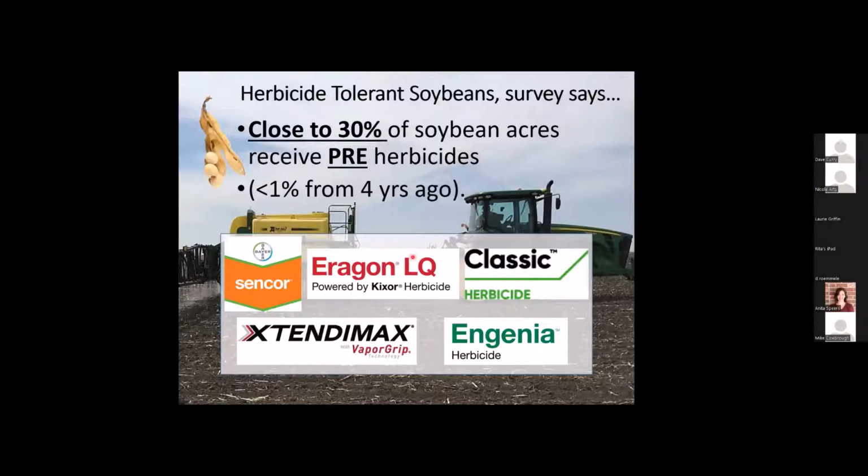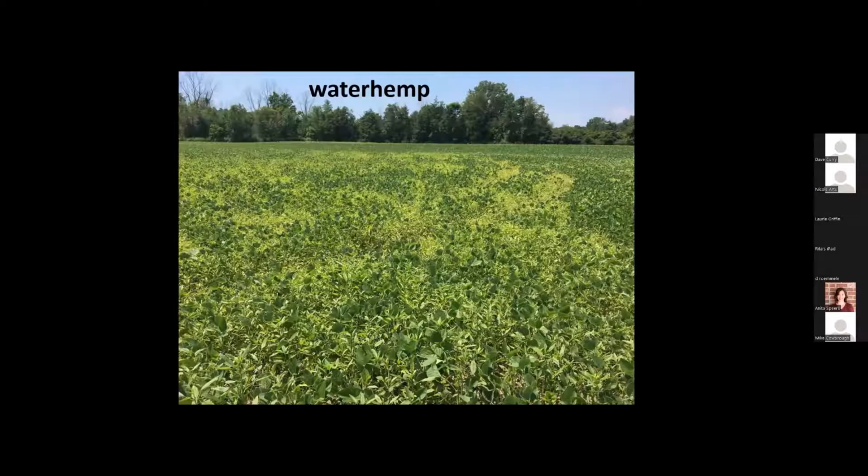So what's driving this, and where is it having value? And so, to no surprise, it's particular weed species where we're struggling to get good control with traditional products like glyphosate. And so the first significant driver would be water hemp.